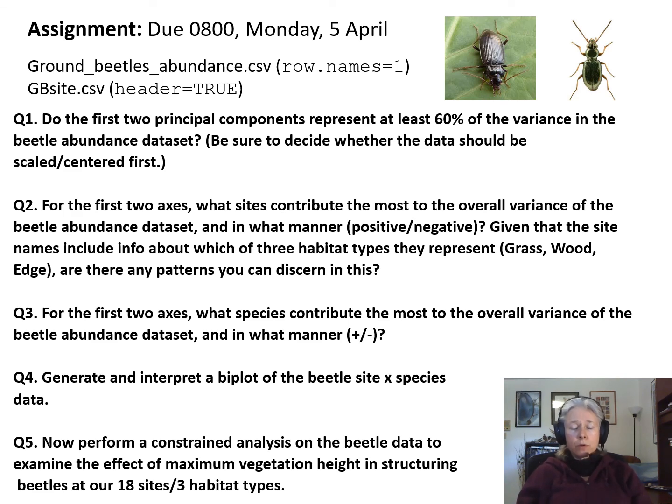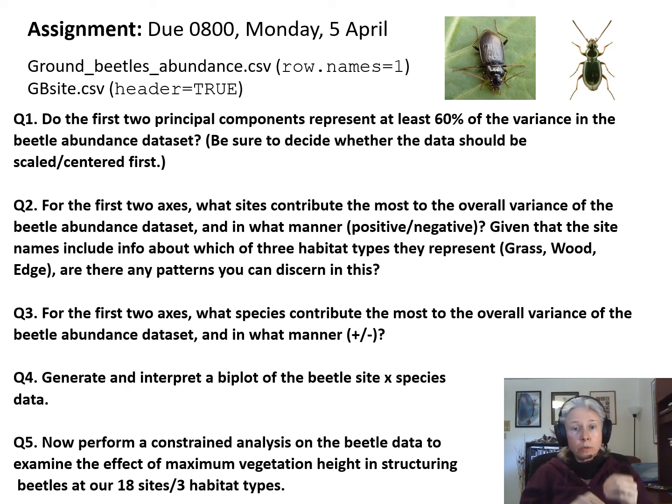So for your assignment, you're once again going to be working with our friends, the ground beetles, the ground beetle abundance data, and environmental data from the GB site CSV file, and use what you learned today to address these 5 questions. You're going to do a PCA and you're going to do an RDA. And in the PCA, you're going to generate and interpret the output, the percent variance that's explained. Hopefully it will be greater than 60% for the first two PC axes. The loadings and the scores to account for which species and sites are driving most of the variation, the patterning in the data. And then you're going to generate and interpret a biplot of this.